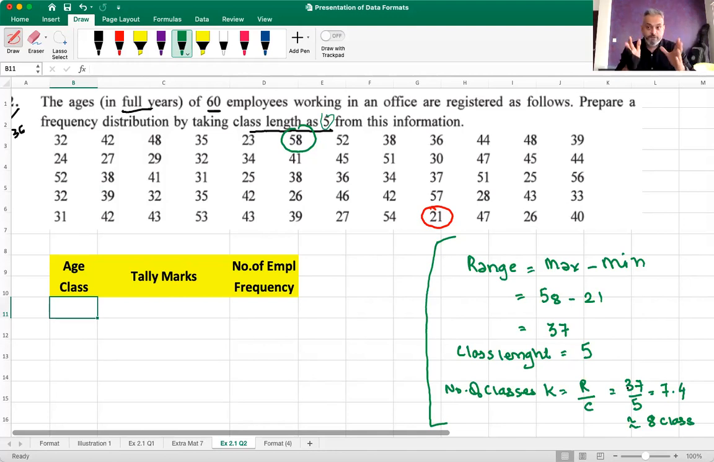7.4, we cannot take 7.4. So we round off to the next class, that is 8. So the number of classes will be 8.